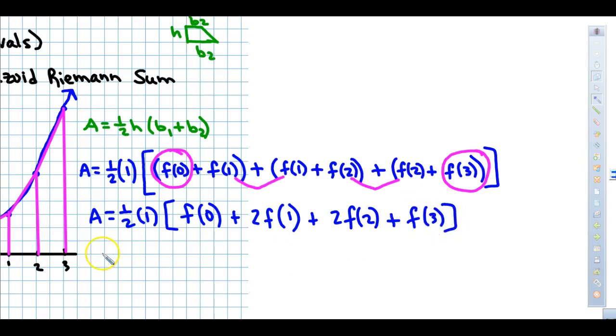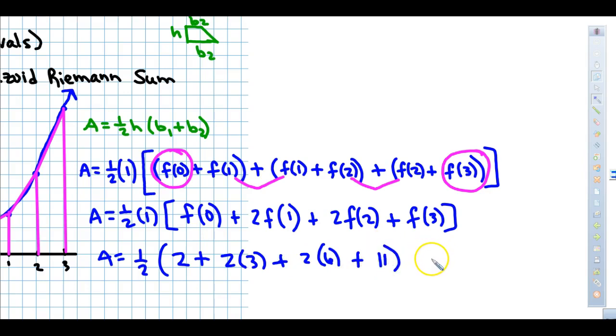All right, so area equals 1/2 times 1, which is 1/2, of f of 0, which is 2, plus 2 times f of 1, which is 3, plus 2 times f of 2, which is 6, plus f of 3, which is 11. When you simplify all of that, you get 1/2 of 31, which is 15.5. Okay, all right. Last two problems here.